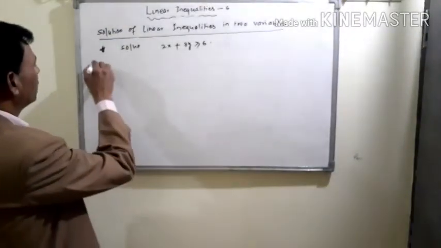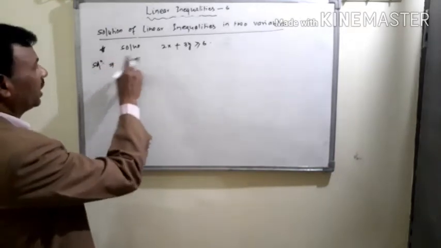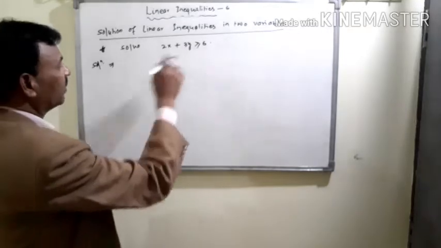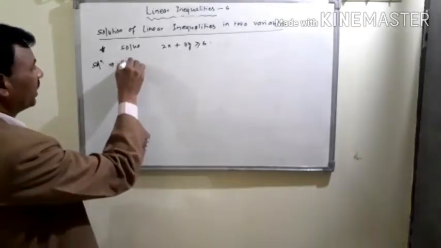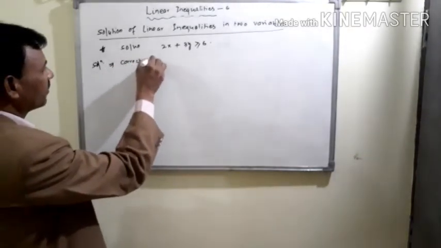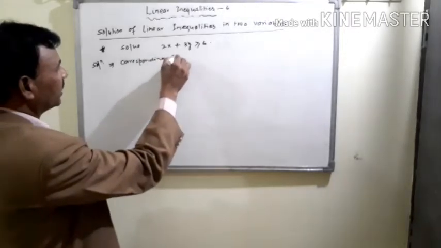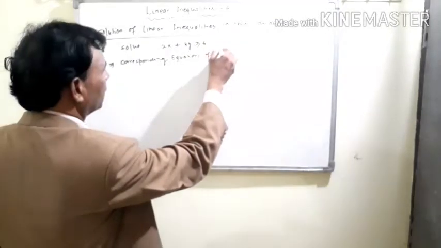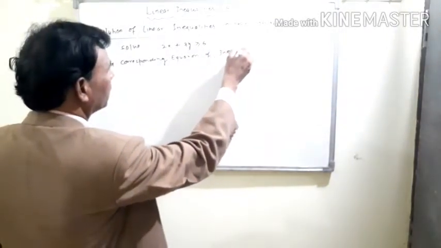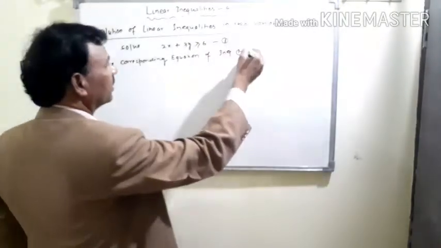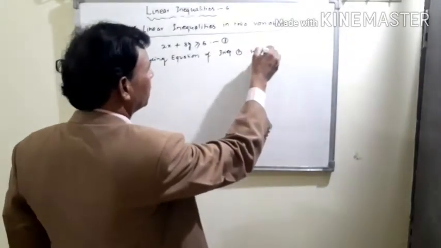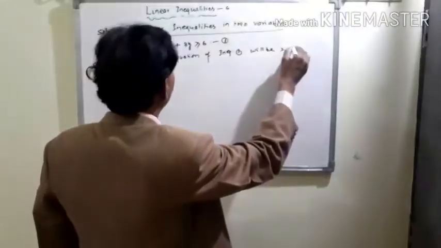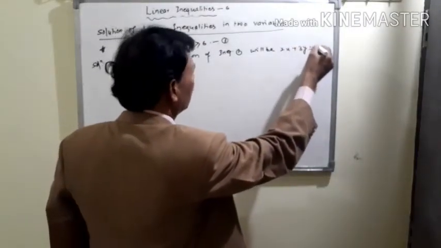Now here, first we find the equation with respect to this inequality. Therefore, the corresponding equation of inequality 1 will be obtained by changing this sign into equal. That means 2x plus 3y equal to 6.